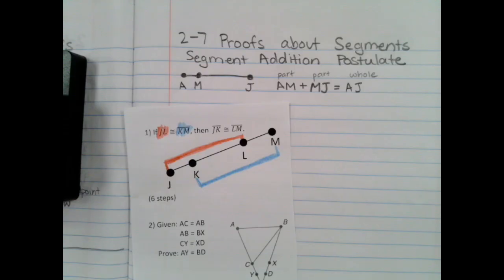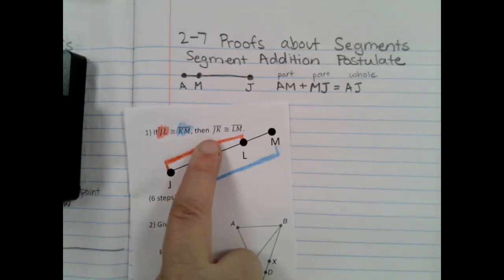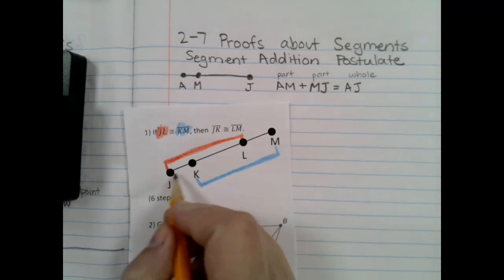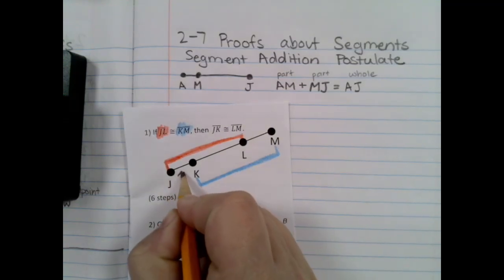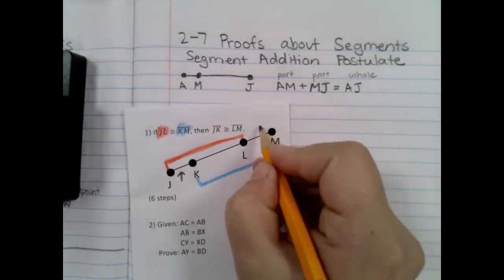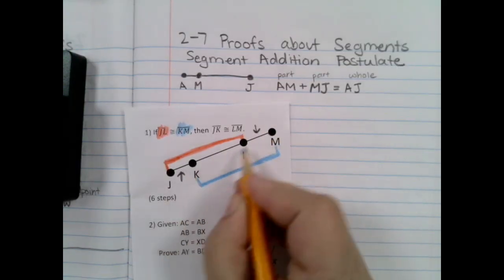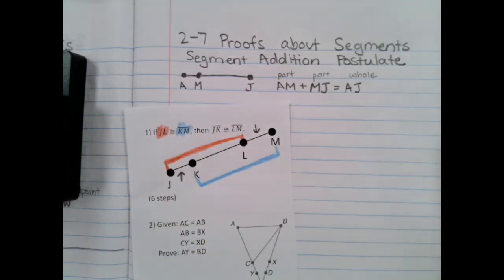Okay, and then what we're trying to prove here is that JK is congruent to LM. So this JK part is congruent to this LM part. That's our goal, is to show that these two parts are the same. Which we can do because when we look at both JL and KM, there's a part they have in common. What part do they both have?